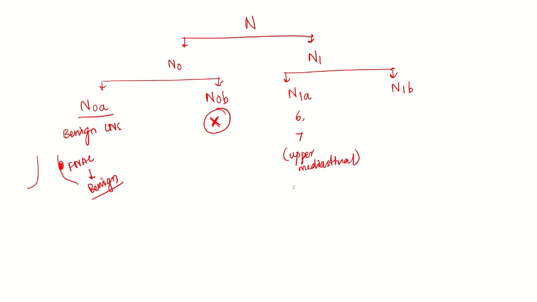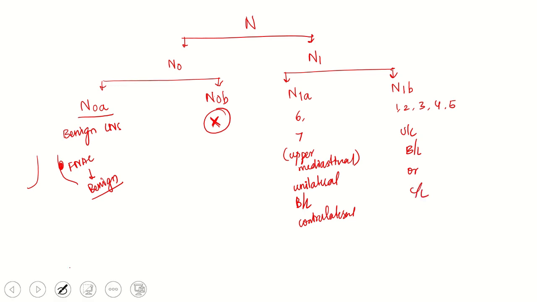N1A is level 6 and level 7, that is upper mediastinal lymph nodes. They can be either unilateral, bilateral or contralateral. N1B is involvement of the rest of the neck nodes, levels 1, 2, 3, 4, 5, either unilateral, bilateral or contralateral. M0 is no metastasis, M1 is presence of distant metastasis.